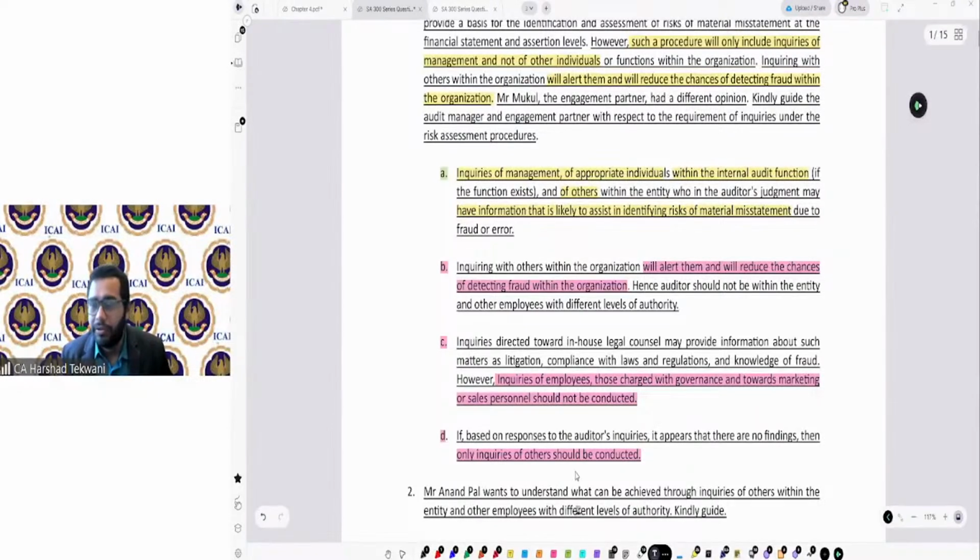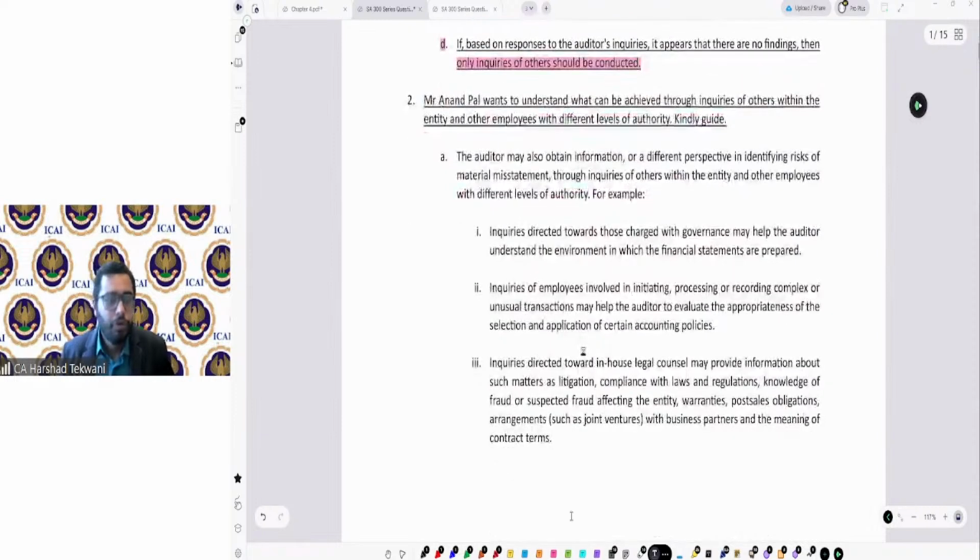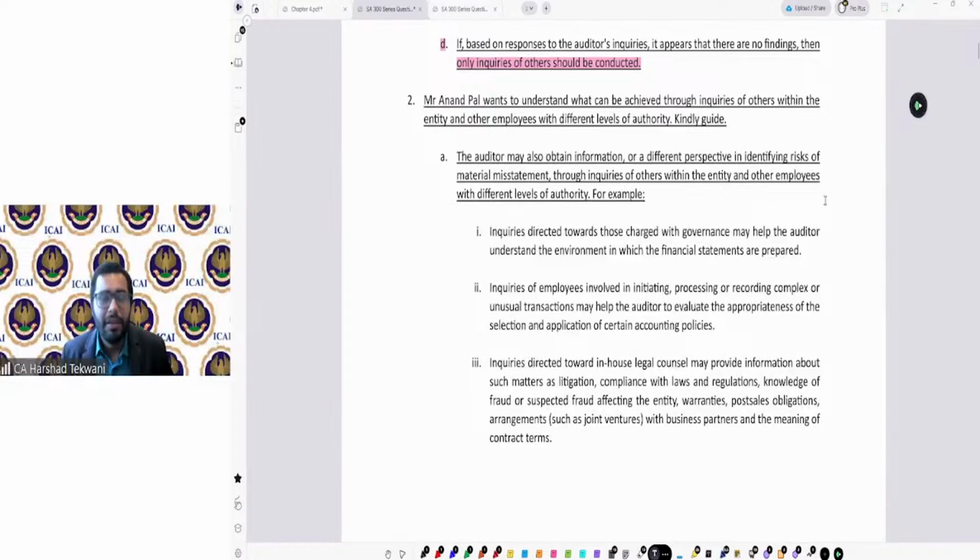Okay, let us see the answer here now. The auditor may also obtain information or a different perspective in identifying risk of material misstatement through inquiries of others within the entity and other employees with different levels of authority. For example, inquiries directed towards those charged with governance may help the auditor to understand the environment in which the financial statements are prepared. For example, tone at the top.